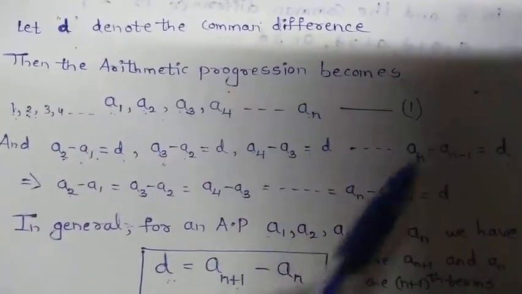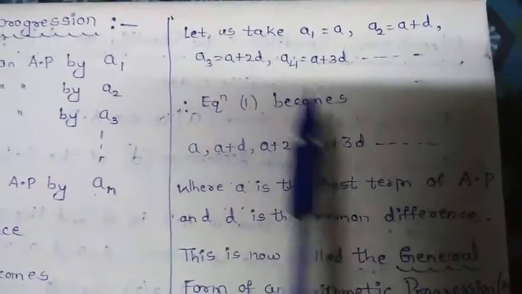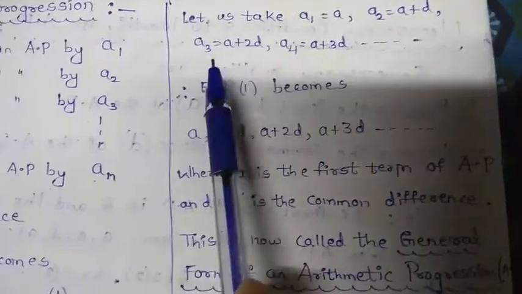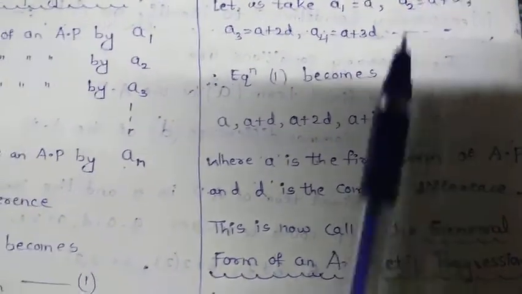So now let us deduce what is the general form of the arithmetic progression. So now let us take a1 equals a, a2 equals a plus d, a3 equals a plus 2d, a4 equals a plus 3d and so on.